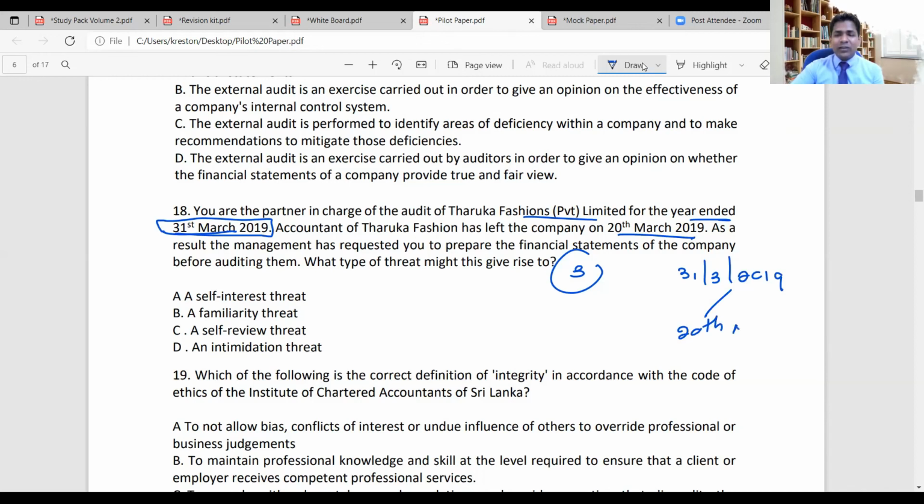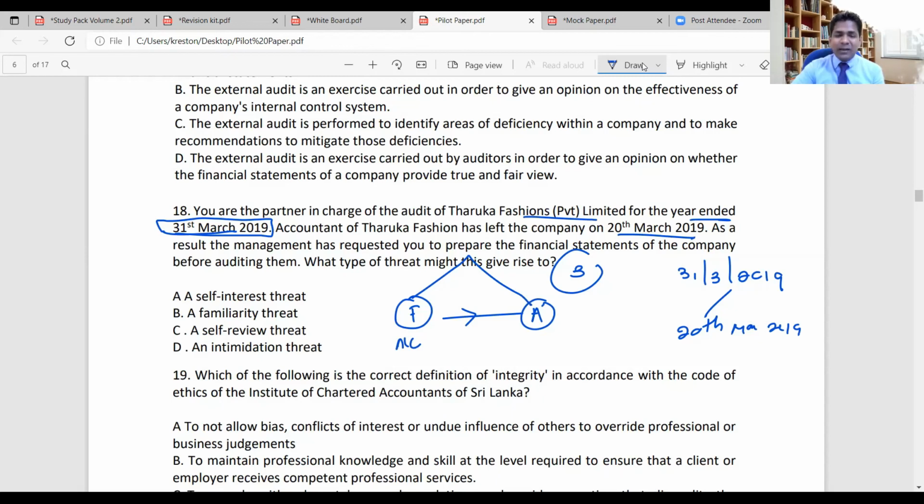So 10 days before the financial year ended, the accountant has left the company. As a result, the management has requested you to prepare the financial statements of the company before auditing them. Now, this is, let's say, Fashion Private Limited. This is the auditor, right? And this accountant has left. So these people are asking you, before the audit comes, can you prepare the financial statements?